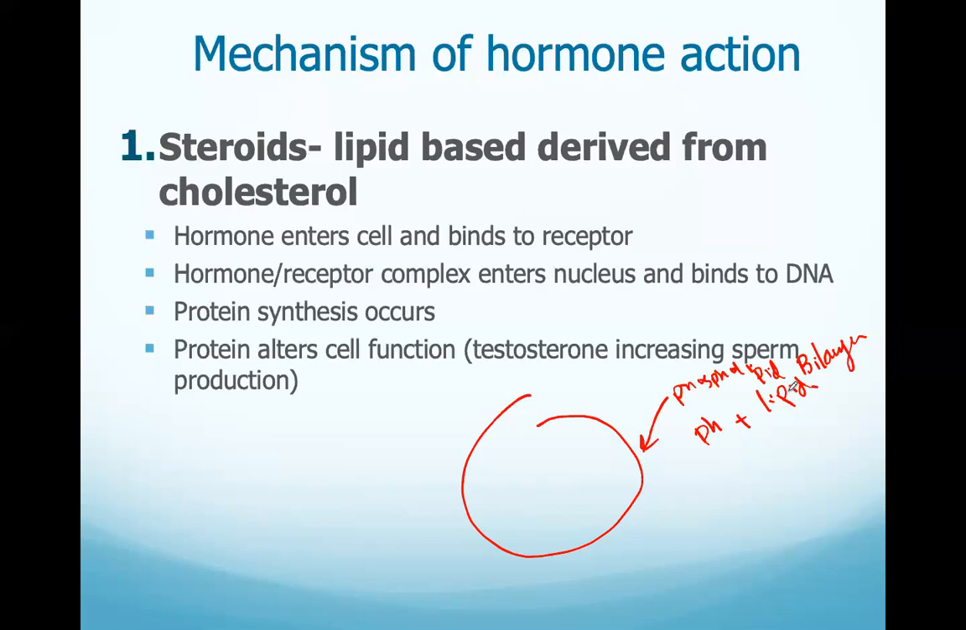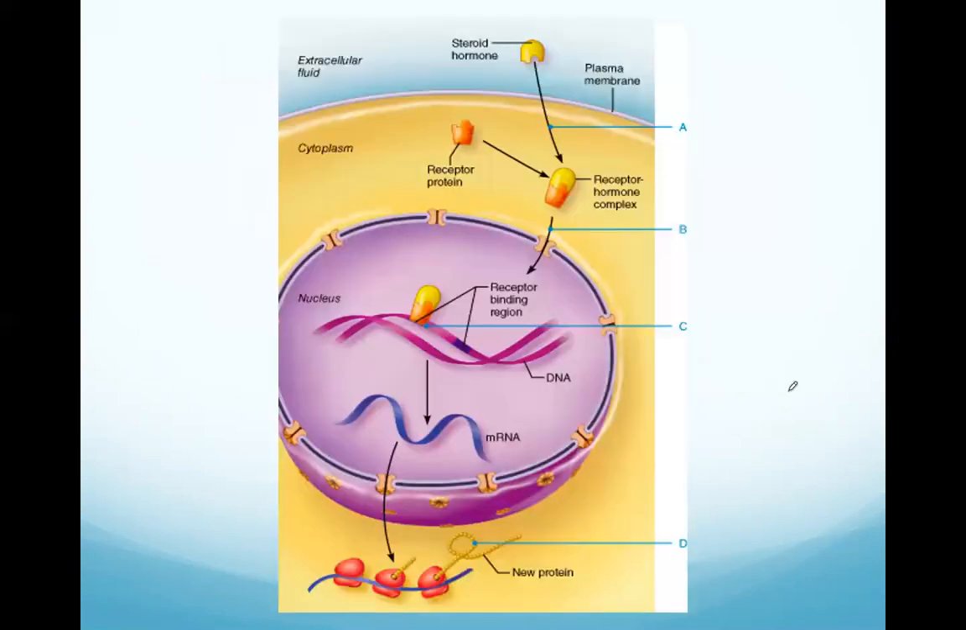Best example would be testosterone increasing the production of sperm inside the male testes. Again, this hormone testosterone is derived from cholesterol, so it can easily get into the cell and eventually affect sperm production. Here's a depiction of what I'm describing for you guys.